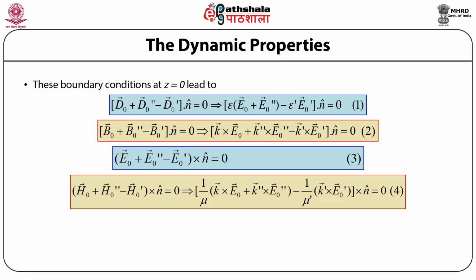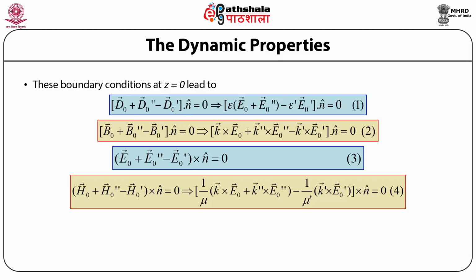So again replacing the magnetic field vectors using the relation of these with respect to the electric field vectors, we get bracket open 1 upon mu times bracket open cross product of the incident wave vector with the amplitude of the electric field vector of the incident wave plus cross product of the reflected wave vector with the amplitude of the electric field vector of the reflected wave bracket close, minus 1 upon mu prime times cross product of the refracted wave vector with the amplitude of the electric field of the refracted wave, whole bracket close cross product with the unit vector n is equal to 0.